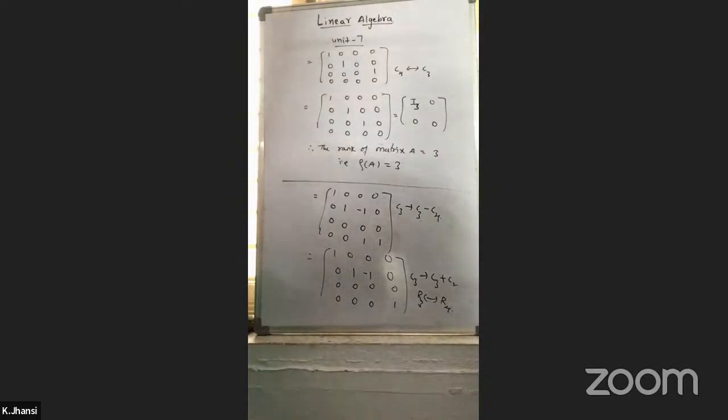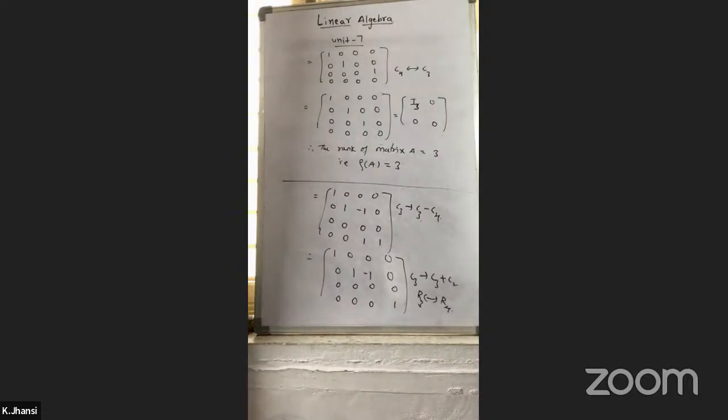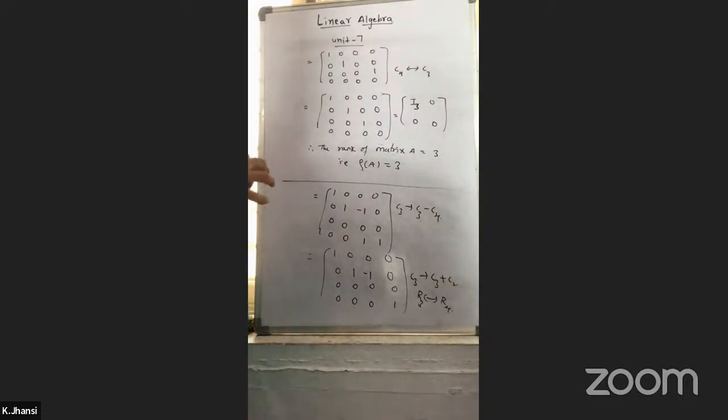So like this, we have to convert the given matrix into normal form and we have to find the rank of the matrix. So by this, we are completing the unit 7. So finding the rank of the matrix is the main concept in the unit 7.